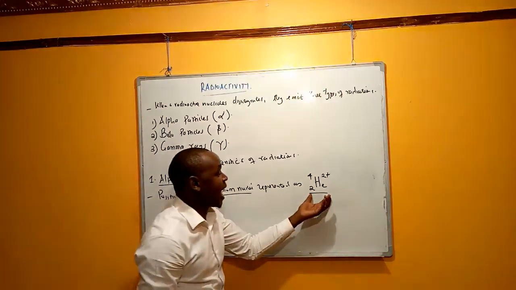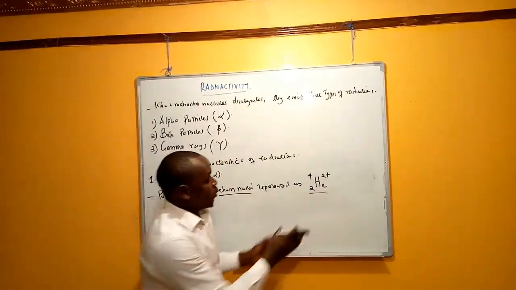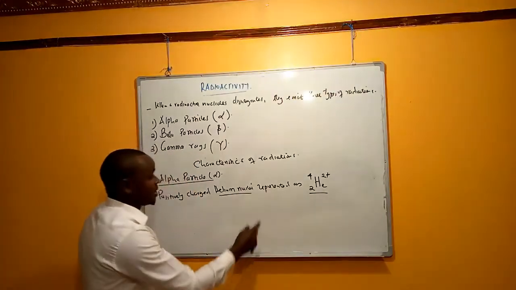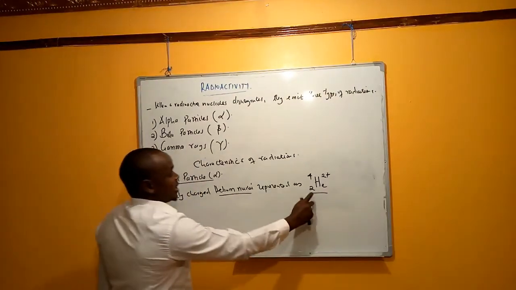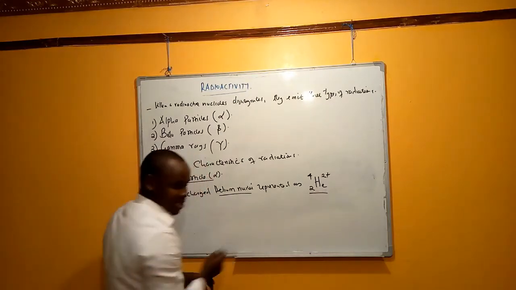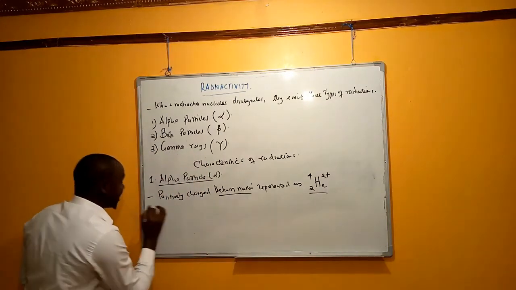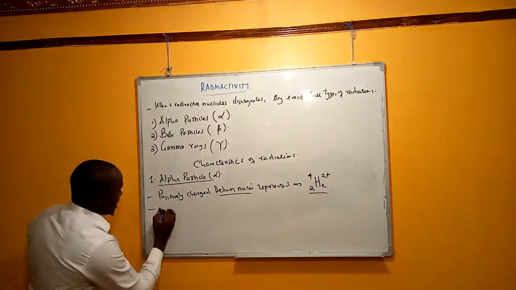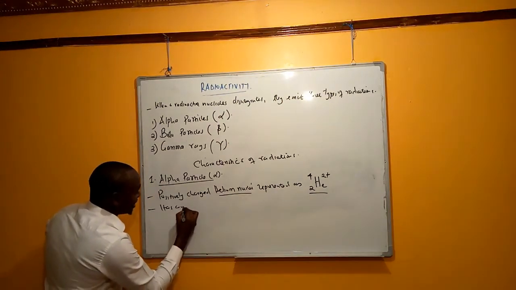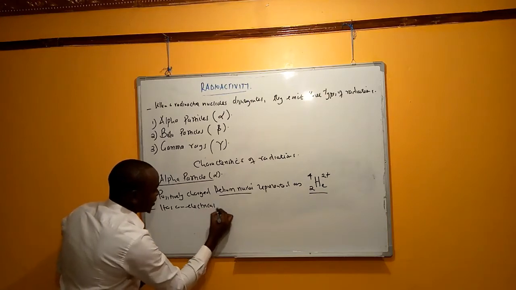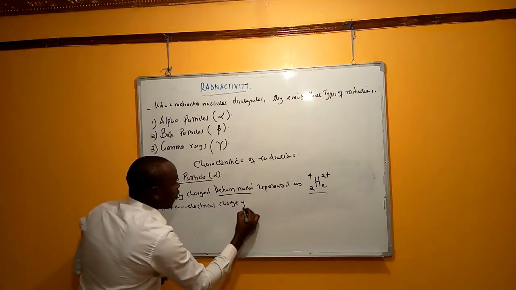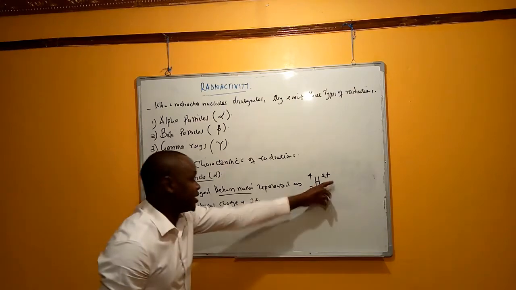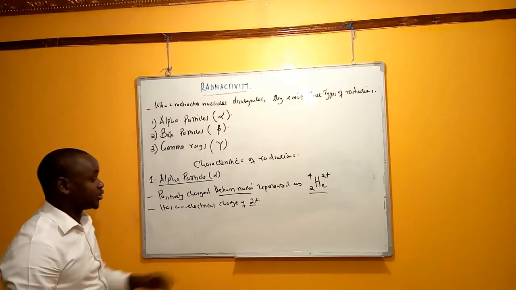So we call it a nuclei, because whatever we have here is only protons and neutrons. So this is a positively charged nuclei. Helium nuclei is what we call alpha particle. That's one of the characteristics. The second characteristic of alpha particle, as you can see, is that it has an electrical charge of 2 positive. So it is positively charged, with an electrical charge of 2 positive.